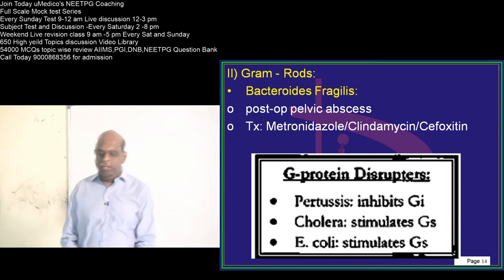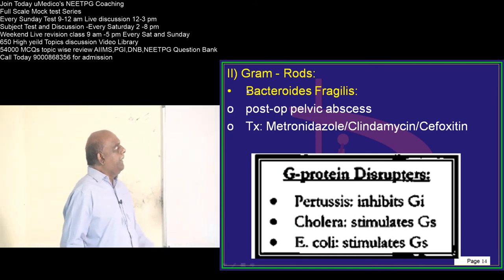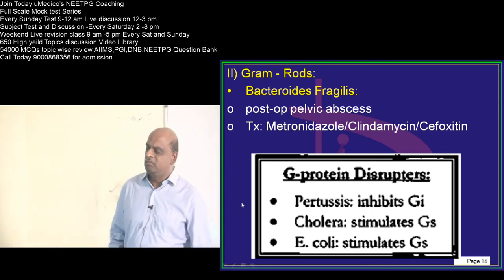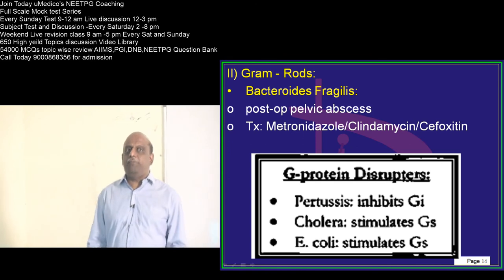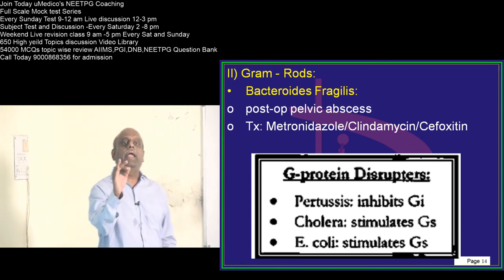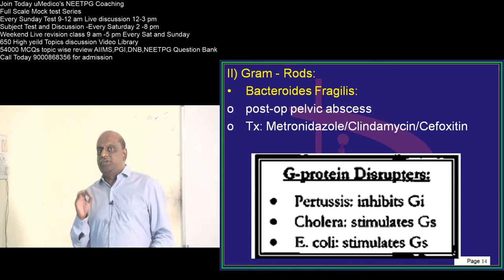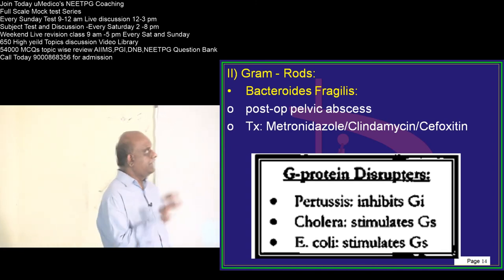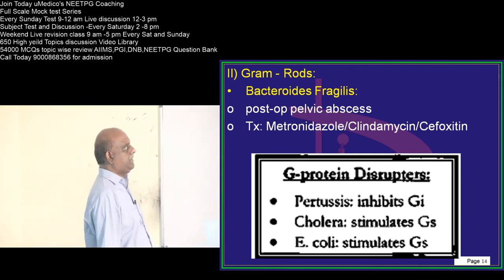Now let us talk about the gram-negative rods. Bacteroides fragilis, why do you want to remember it? Post-operatively, if there is a development of a pelvic abscess, what is the agent implicated? It is Bacteroides. What are the drugs you will remember for Bacteroides treatment? Metronidazole, clindamycin, and similar drugs are the ones which are used.